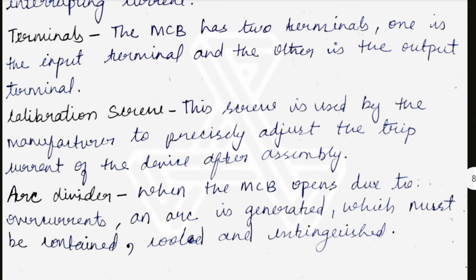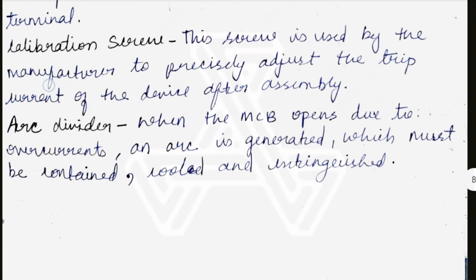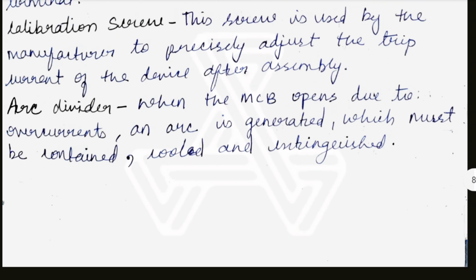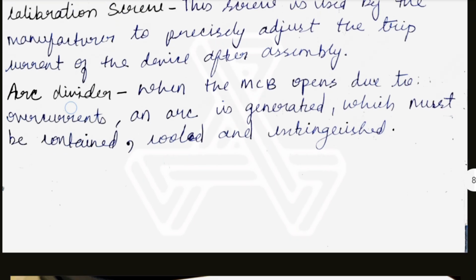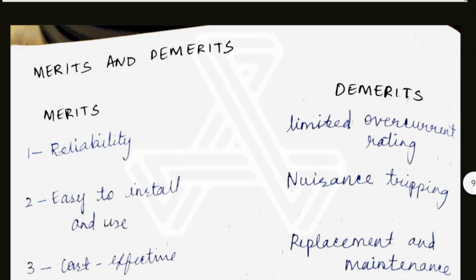Calibration screw. The screw is used by the manufacturer to precisely adjust the trip current of the device after assembly. Arc divider. When the MCB opens due to overcurrents, an arc is generated which must be contained, cooled, and extinguished.